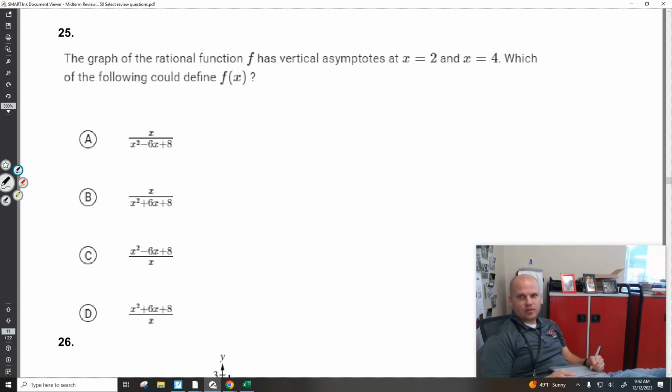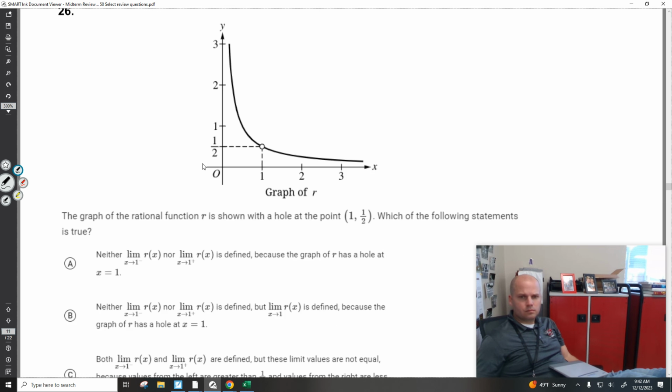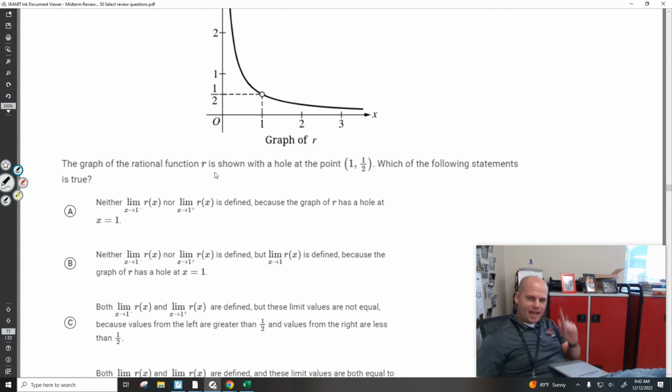All right, I want the factors x minus 2, x minus 4 in the denominator. That's x squared minus 6x plus 8 in the denominator. As x gets close to 1, my y's will get close to 2. At 1, I don't have a point. If I plugged in 1, I'd get 0 over 0. That's the idea of a hole. But holes have limits.